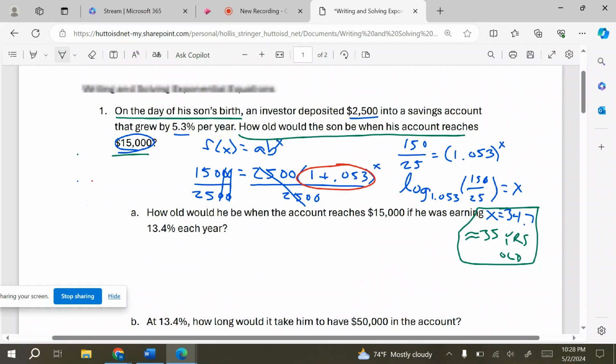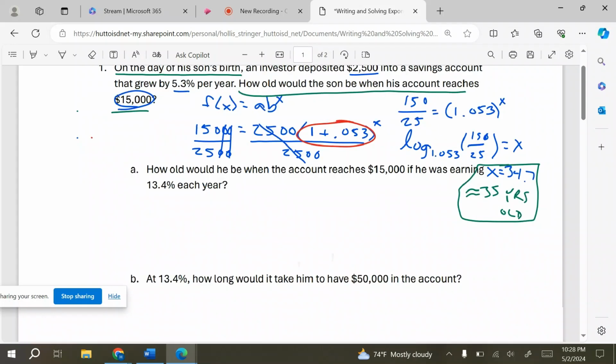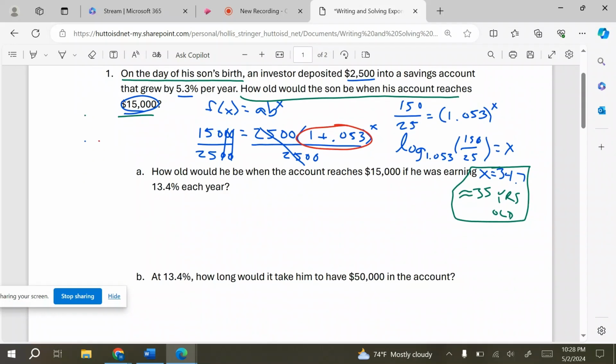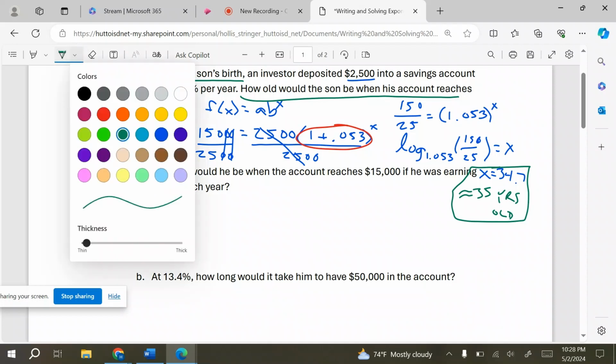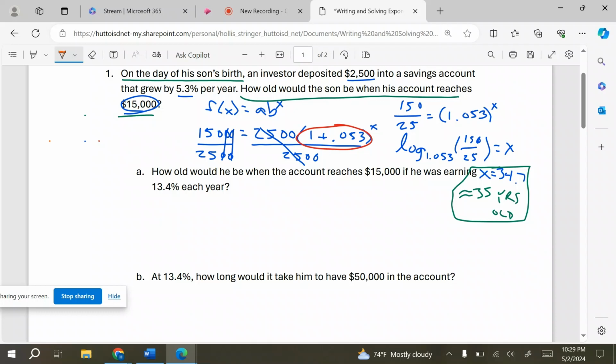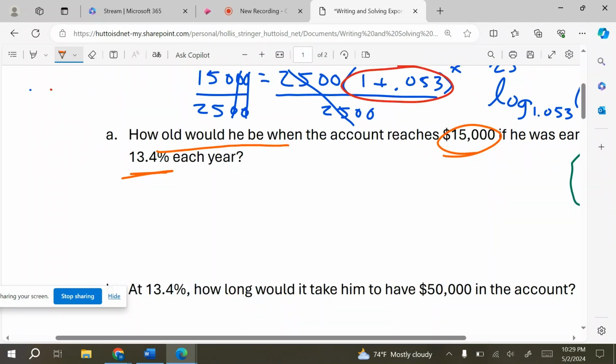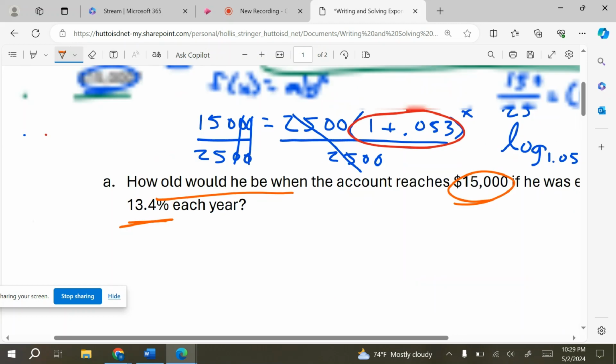All right, so let's look at part A, or question A, extension A, however you want to look at it. Now it says, how old would he be? So let's get our pen back out. Let's go orange on this problem. So we're still looking for an age when the account reaches $15,000, if he was earning 13.4% this time. So again, I can jump into f of x. It's going to look just like our first equation with a few differences.